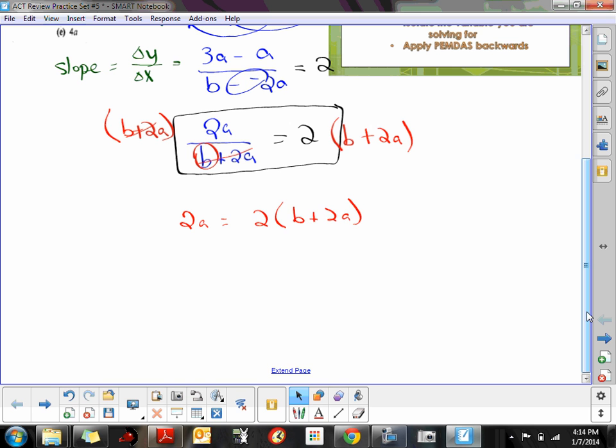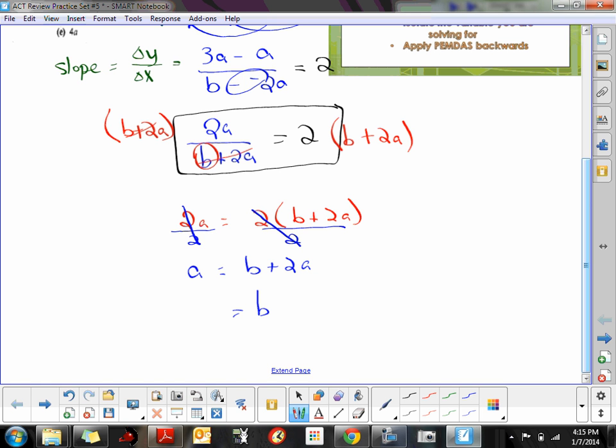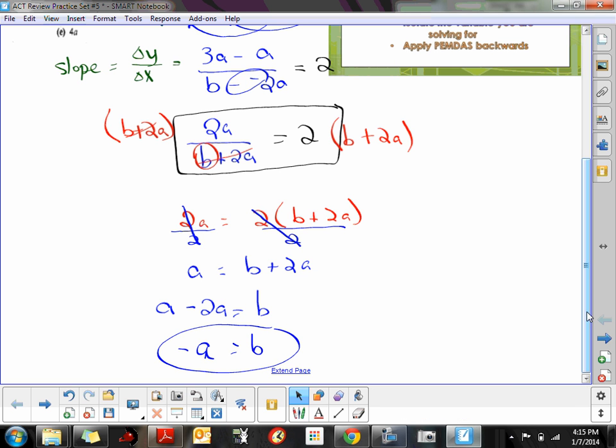Now I have a choice. I can distribute right away, or if I take a peek over here, I'm going to divide both sides by 2 rather than distribute the 2, because that'll make things go a little bit faster. The 2's will cancel and reduce here, so a equals b plus 2a. And to get b by itself, we want to subtract 2a, which is a relatively simple process. So it's a minus 2a, which means b is equal to negative a. That should be our solution for that first problem.